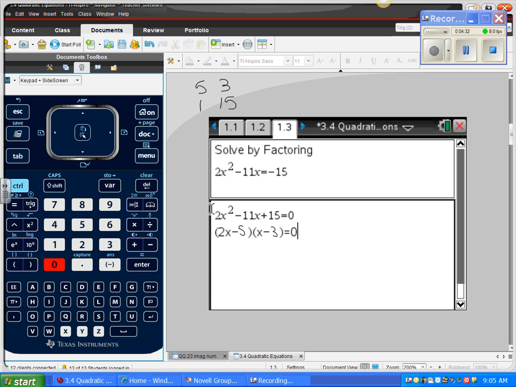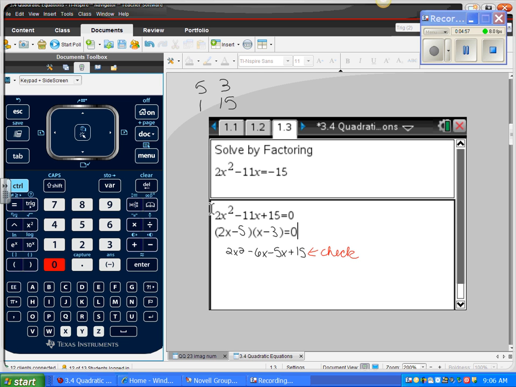Good, so 2x times x is 2x squared. 2x times -3 is -6x. -5 times x is -5x, and then plus 15. Will that give me -11? Awesome. So it's going to be x minus 5, x minus 3. Got it on the first try. That was pretty good. Okay, so this is just my check. This isn't part of my problem, right? It's just my check.